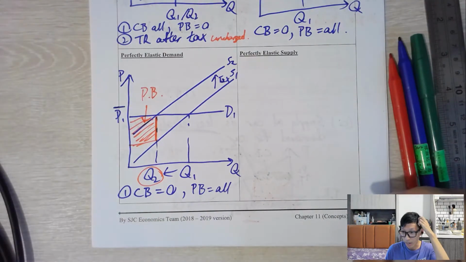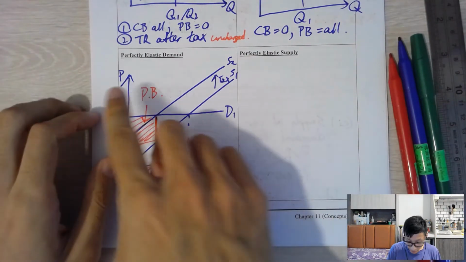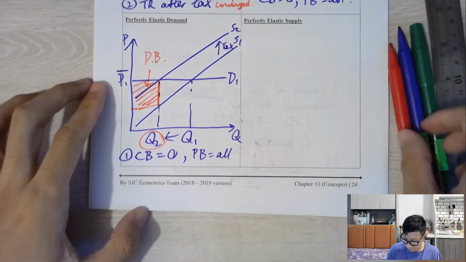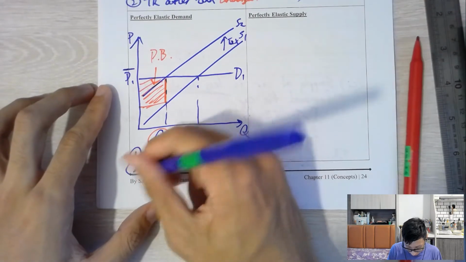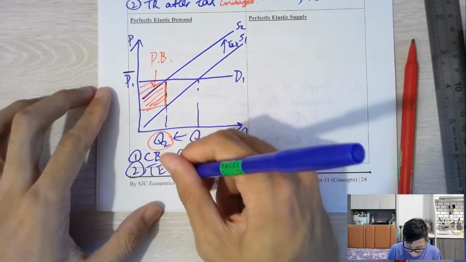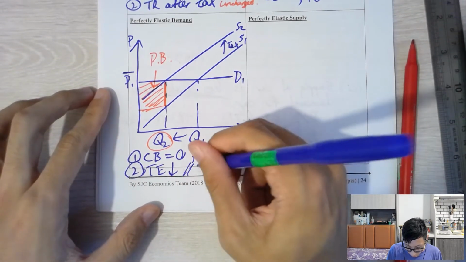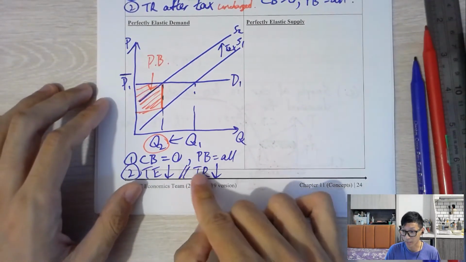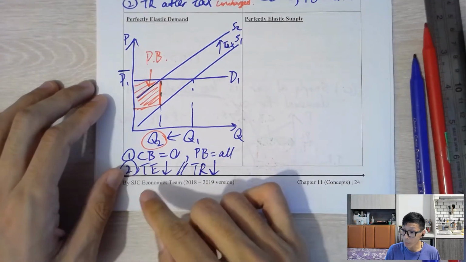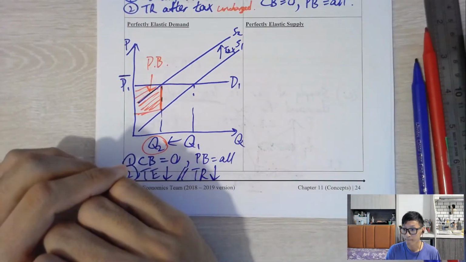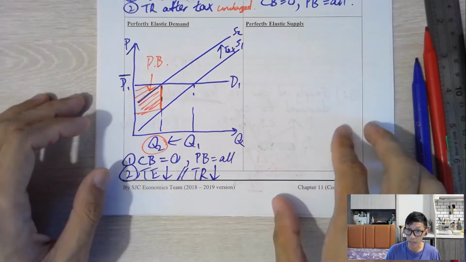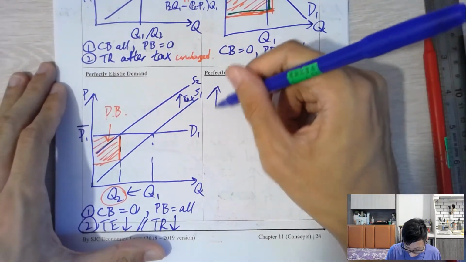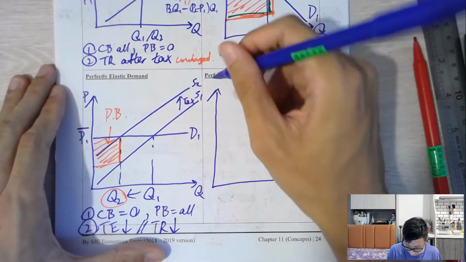Okay, 得唔得啊？But funny enough, even though price doesn't change, because quantity changed, you will see that total expenditure still drops. Total revenue also drops after tax. 好似咩都冇變，但係其實所有嘢都變曬。Okay, 得唔得？This is the case of perfectly elastic demand. And finally, let's try perfectly elastic supply.